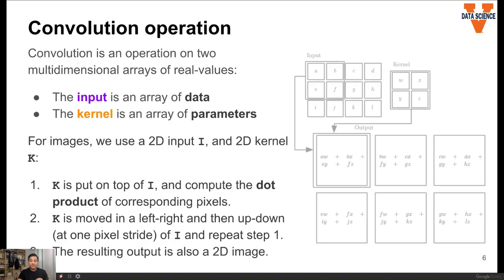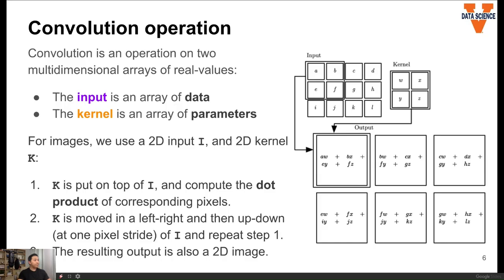Let me explain this in a picture here. We have the input image, and we lay the kernel on top of the input image. The kernel has W, X, Y, Z, and the input here is A, B, E, F. What happens is it takes the corresponding pixels. So W corresponds to A, X corresponds to B, and so on. In the dot product, we have A times W plus B times X plus so on and so forth. And that will be the result of a pixel on the output image.